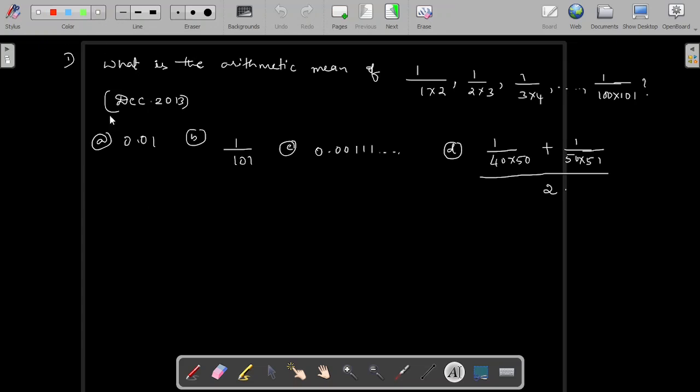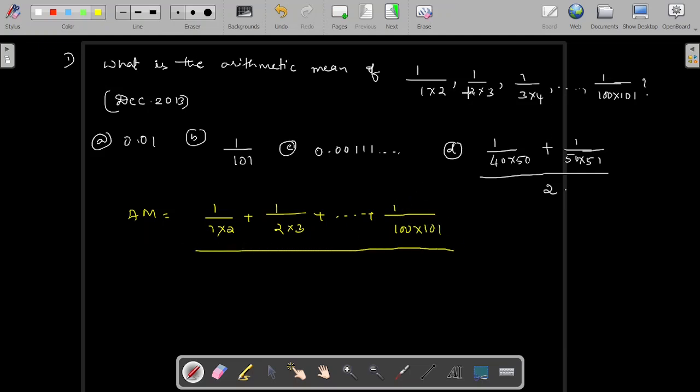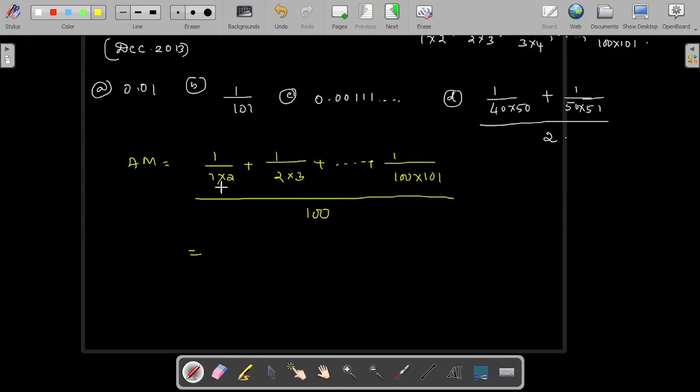So arithmetic mean is nothing but the sum of all observations by the total number of observations. There are 100 observations. So the sum of all observations is 1 by 1 into 2 plus 1 by 2 into 3 plus so on up to 1 by 100 into 101, divided by 100 observations. This is the first observation, second observation, so on up to 100 observations. Now the sum in this numerator is calculated using the concept 1 minus 1 by 2.